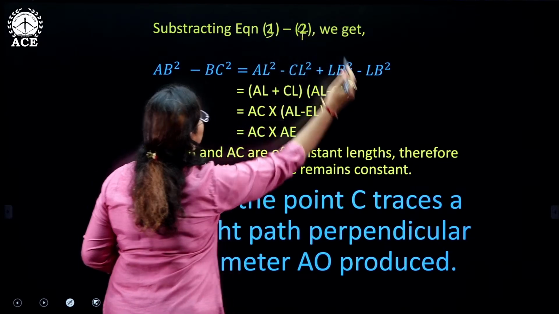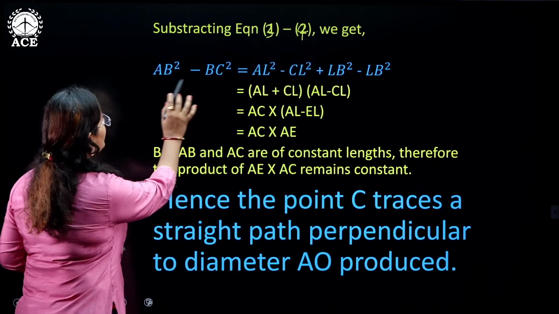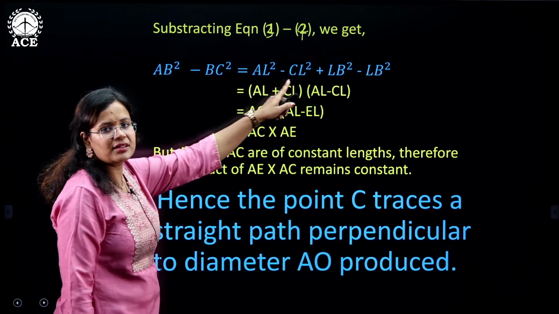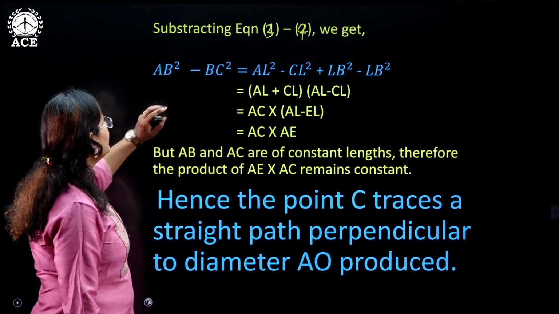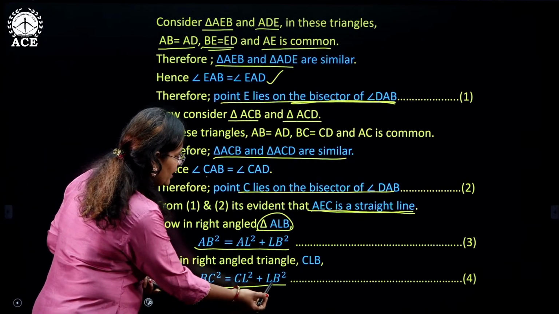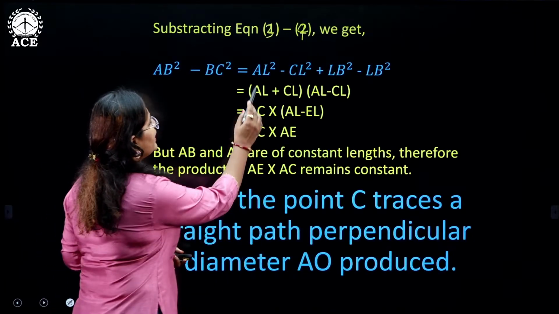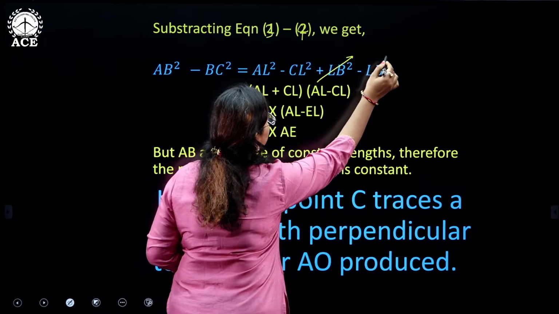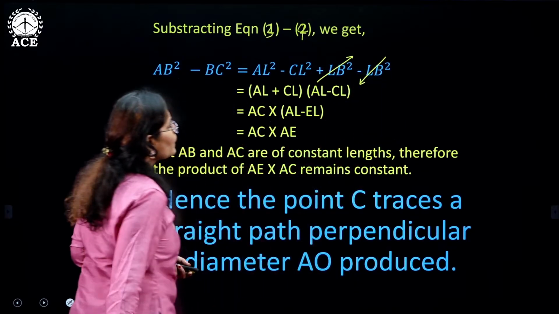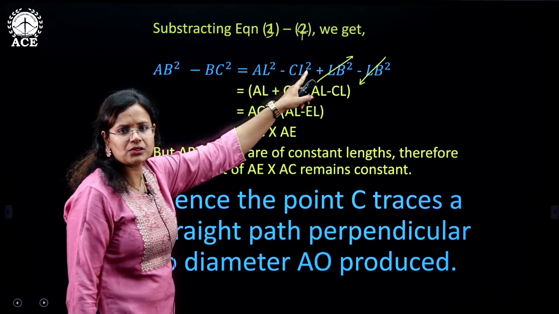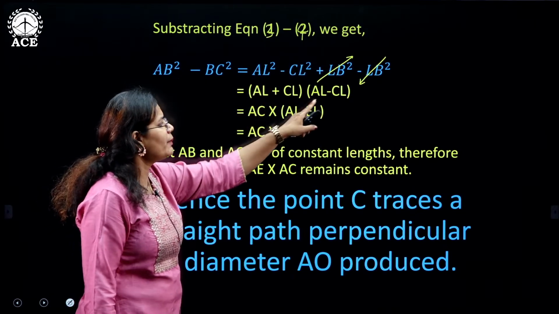So AB square minus, this is equation number 3 minus 4. I am sorry, there was a small error. So AB square minus BC square is also written as AL square minus LB square minus CL square minus LB square. So when I see AL square minus CL square plus LB square minus LB square, these two get cancelled. So when these two are cancelled, it is forming a formula of A square minus B square. So A plus B into A minus B.